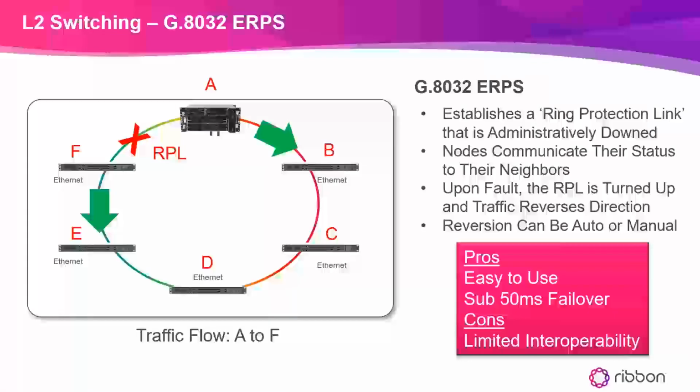That tells A and F that they can open up the ring protection link, and now that link carries traffic. So if my fault is now between B and C, then traffic between B and C will go B, A, F, E, D, C, and then it will reverse and go the other way, of course, because all traffic is bidirectional. So that's how 8032 works.